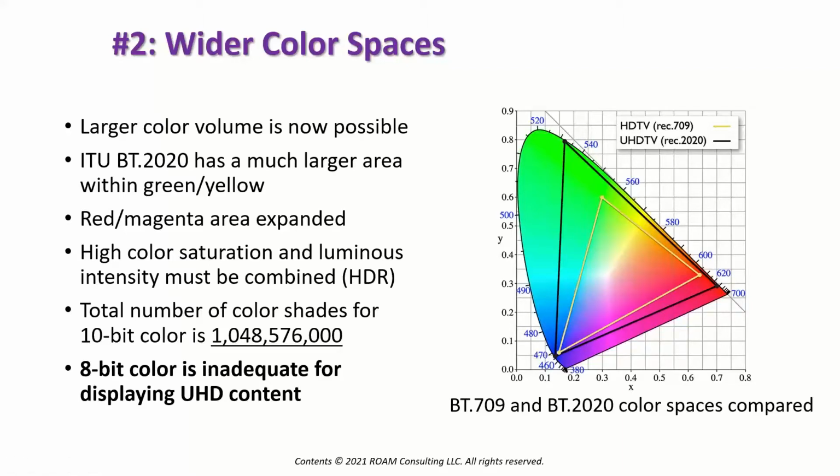But the new color space that we have with high dynamic ranges has a much larger area up in here in green and yellow. And that's the 2020 space. We've also pushed the red down a little bit further. So we add a red volume. The blue stays about the same, gets a little bit further saturation, but the green pushes way up. So the total number of color shades for 10-bit color is over 1 billion, whereas for 8-bit color, it's only 24 million. So 8-bit color cannot be used to display Ultra HD content with HDR. It's inadequate, just not up to the job.